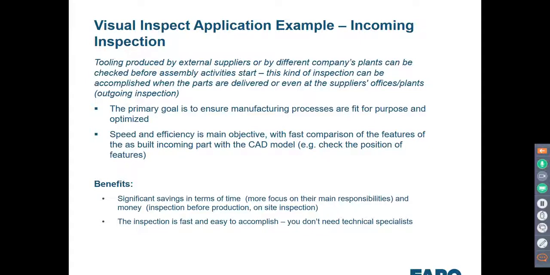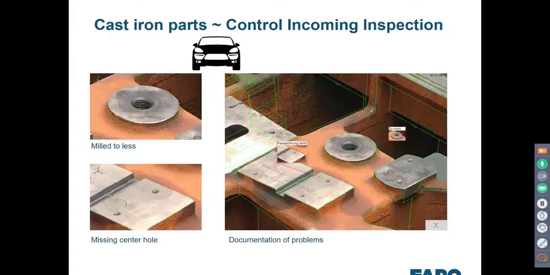So the benefits would obviously be time savings, right? Rate savings, increased rate throughput, and obviously any type of scrap or rework reduction. And here's a specific example. On the top left, you can see where an item is milled to less than what it should be. On the bottom left, you see a missing center hole. And then you see the documentation of the problems via a picture taken with the iPad, and annotation or text that's put on there. You can see the green overlay, which is the CAD overlay, and that's the augmented reality feature.